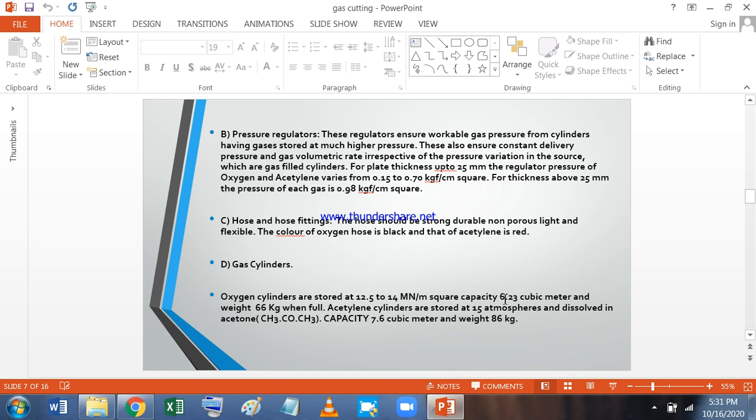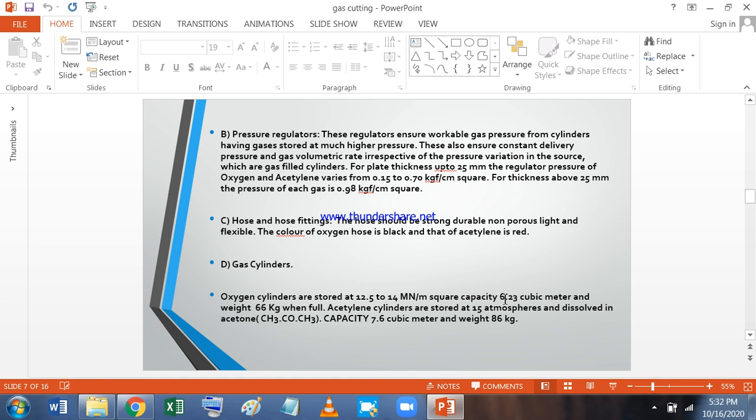Other than pressure regulators, there will be gas hose and hose fittings. These hoses carry the gas from the cylinders to the torch. These are strong, durable, non-porous, light and flexible. The color of the oxygen hose is black and that of acetylene is red.